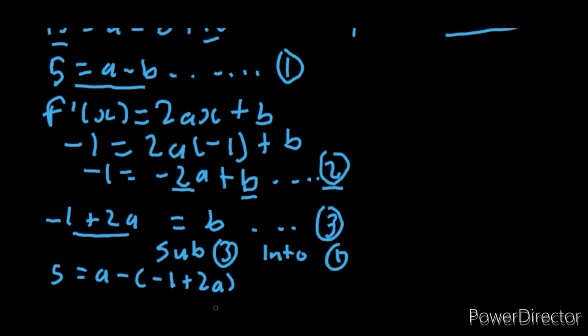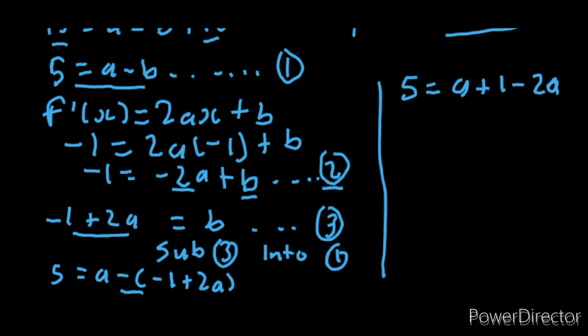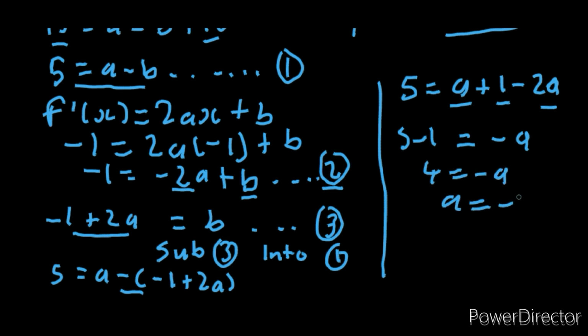So let's proceed. Then we continue over here. So I'm going to have 5 is equals to a. When I distribute this negative, this is going to become positive 1 minus 2a. Alright, if I group these like terms, I'm going to end up having a minus 2a, which is minus a. And if I take this 1 to the other side, I'm going to have 5 minus 1, and this is just going to be 4 is equals to minus a. Therefore, a is equals to minus 4.